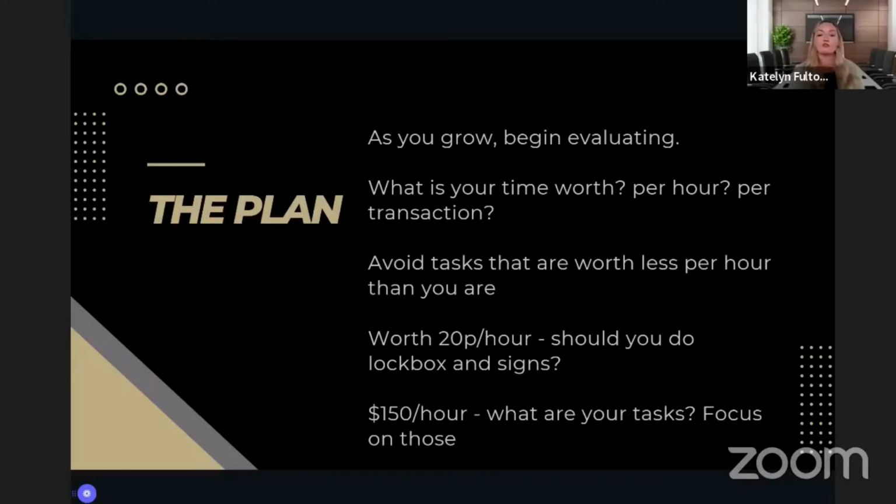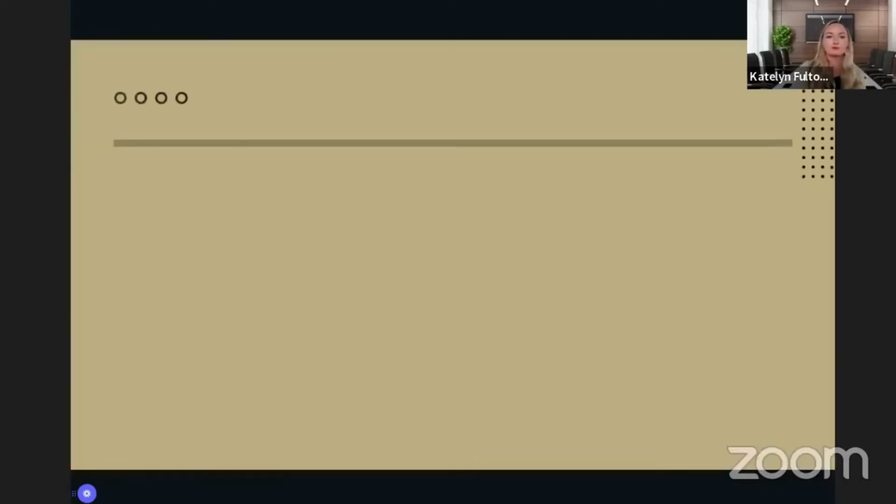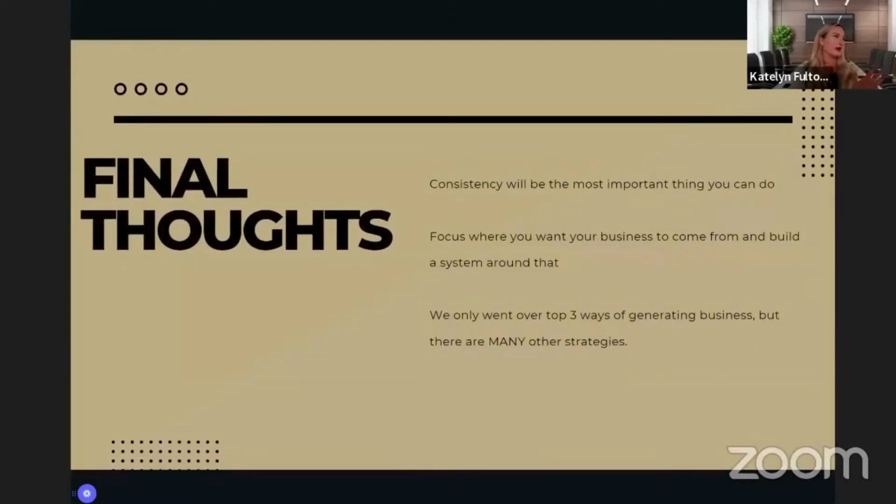If you're worth $150 an hour, what are your tasks? It could be content creation, making your phone calls, going on listing appointments, all of that. So if you are an experienced agent in this room, figure out what your hourly rate is and what activities you could start passing off right now. And that was a hard lesson for us. Our coach did that with us too.